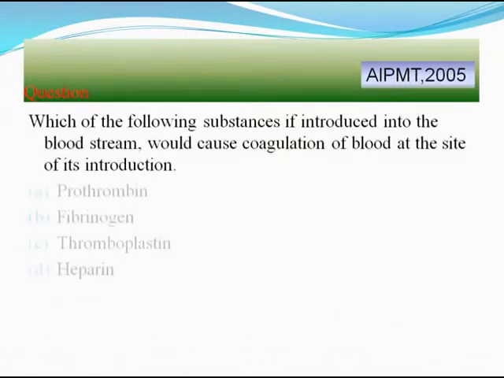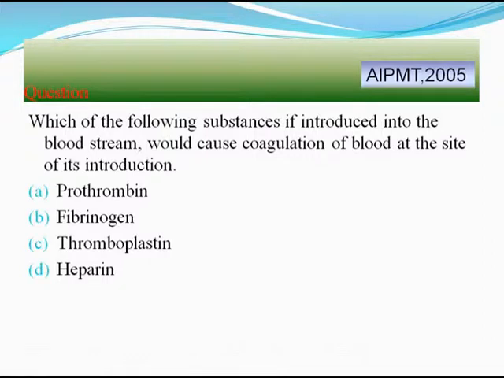There was a question asked in AIPMT 2005. Which of the following substances, if introduced into the bloodstream, would cause coagulation of blood at the site of its introduction? Can you guess the answer? And the right answer is thromboplastin, because thromboplastin helps in the formation of prothrombinase, and this enzyme hydrolyzes prothrombin to thrombin to initiate coagulation.